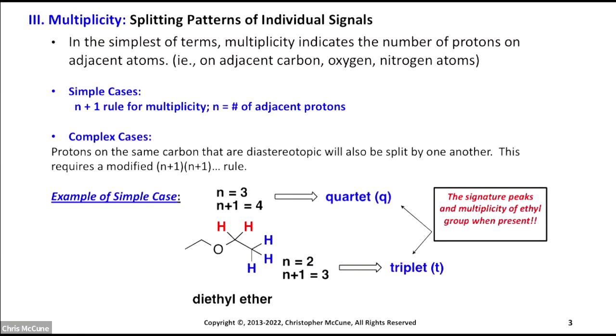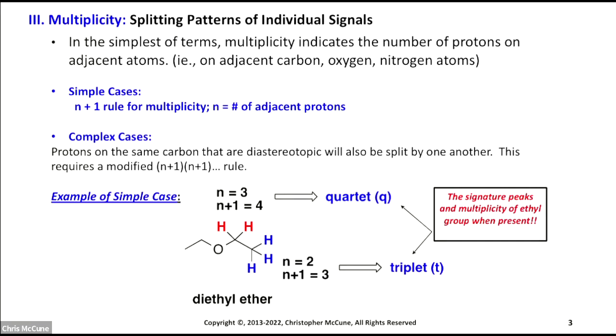The complex cases, protons on the same carbon that are diastereotopic, will also be split by one another because they're not NMR equivalent. And so they're going to have a different N+1 rule. It's going to be N+1 multiplied by N+1 for every set of protons that the diastereotopic proton sees. So it's a little bit more complex and you get some really complex splitting patterns. We're just going to focus on the simple ones.